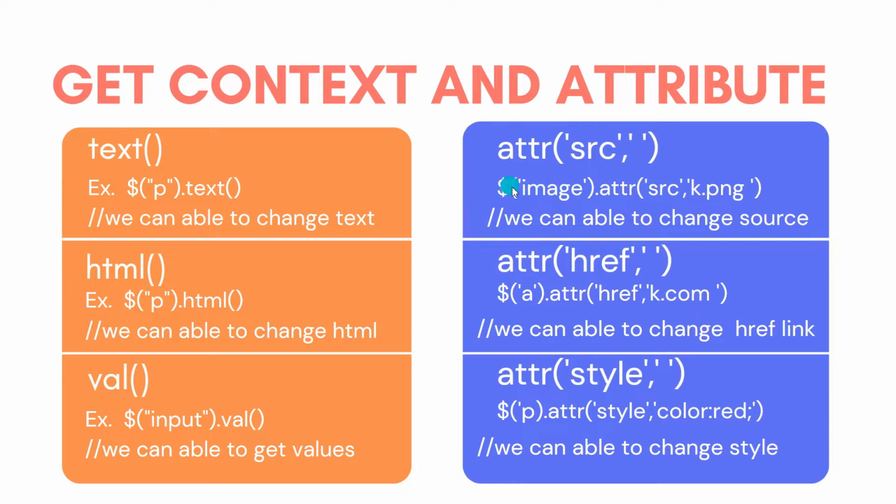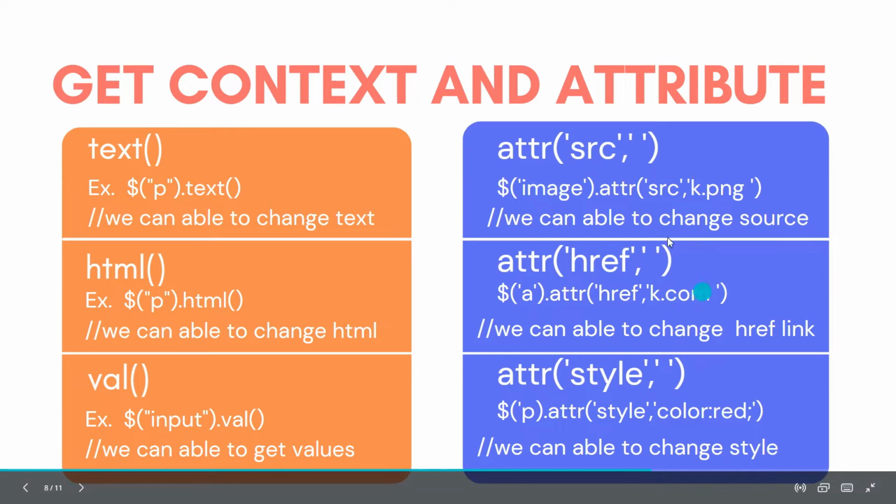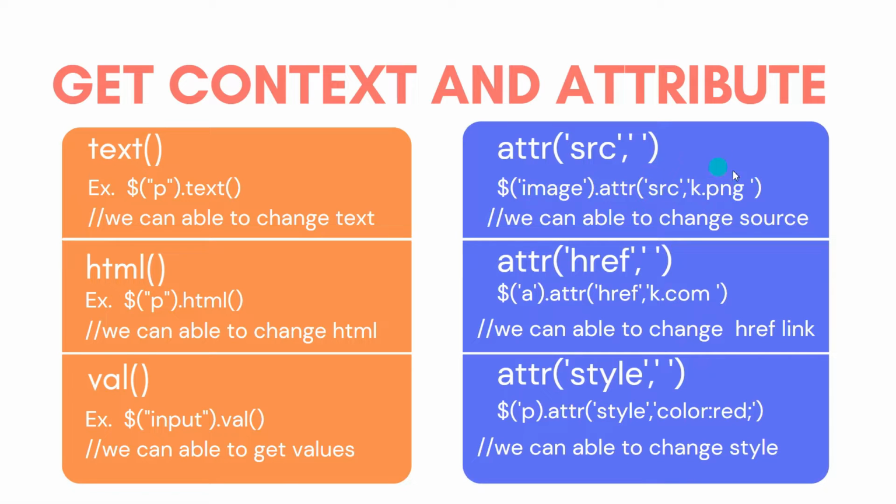For example, here I use a dollar sign under which I am going to select the image, and we have the attribute under which we have src, and I am going to change the specific source of this image to k.png, and it is going to reload the image link into this image. And this is how it is, very easy.